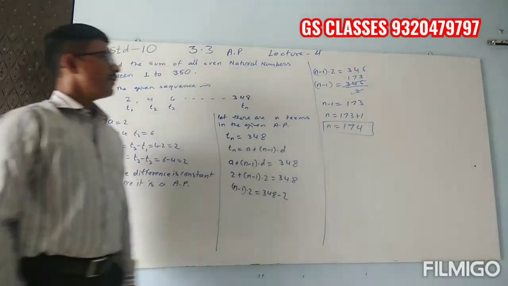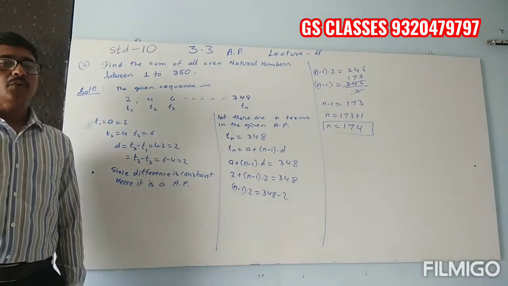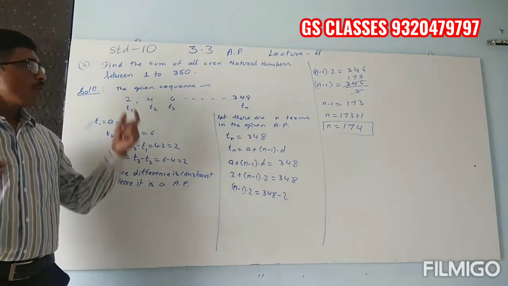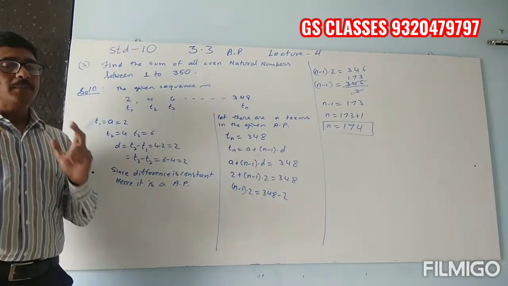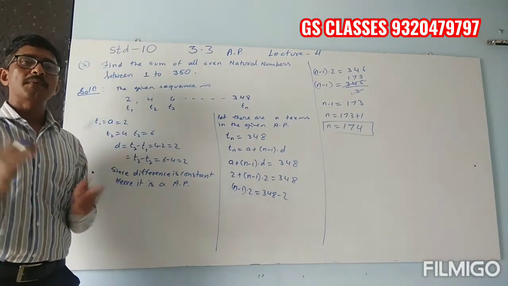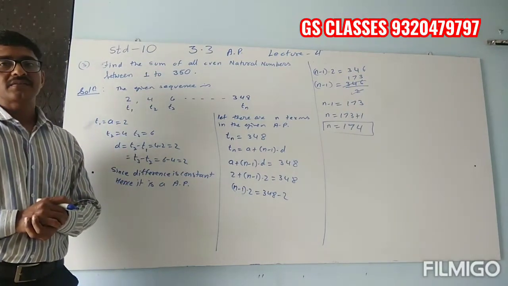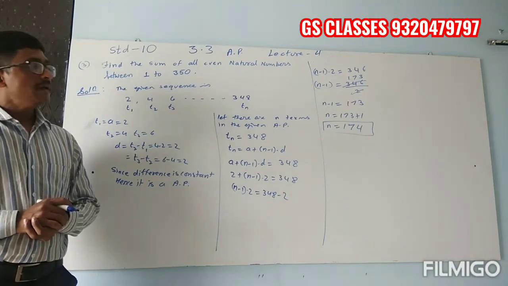So the value of n is how much? 174. There are 174 numbers between 1 and 350, and all those numbers are even numbers.